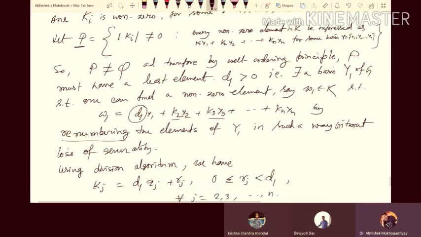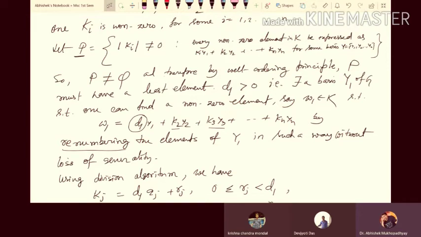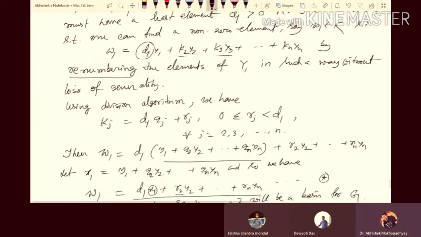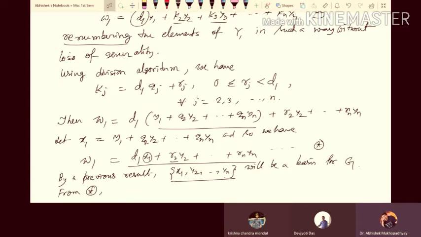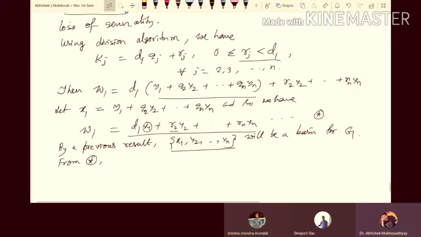If we consider the representations of non-zero elements of K, the non-zero coefficients will be considered, and we take the least element from those non-zero integers, and D1 is the least of all those non-zero integers. But if any one of R1, R2, R3, Rn is non-zero, then since the Rj's are strictly less than D1, this will contradict the least property of D1. So we can write that.